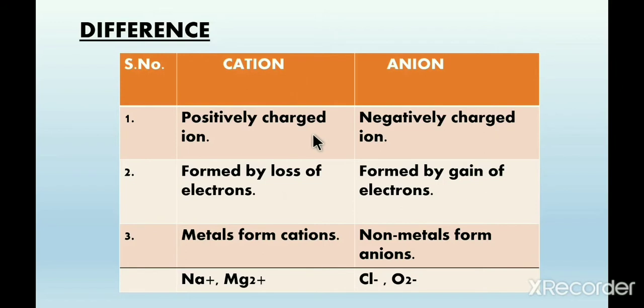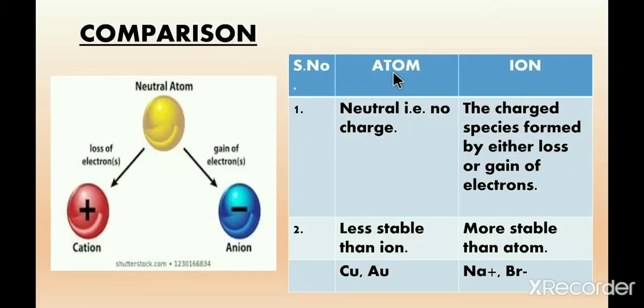Next, comparison between an atom and an ion. An atom is neutral. It doesn't carry any charge, but an ion may be positively or negatively charged, which may be formed by loss or gain of electrons. Here you can see the cation is formed by loss of electrons, and the anion is formed by gain of electrons. An atom is less stable than an ion, and an ion is more stable than an atom. About this you will read in chapter number 4 in detail.